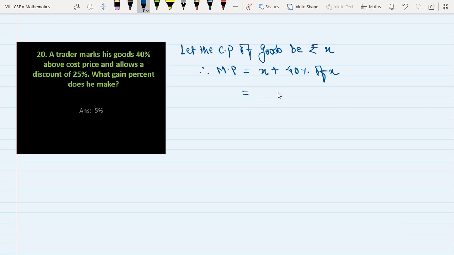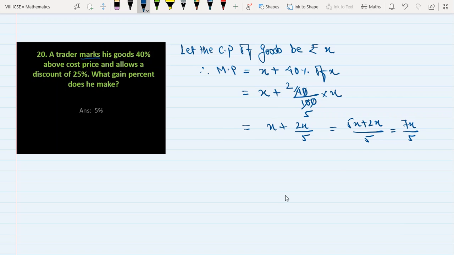You know what I'm doing? A trader marks his goods. Marks means the marked price is 40% above the cost price, meaning I have to add 40% of the cost price to the cost price. That's why I'm doing X plus 40% of X. Then only I'll get my mark price in terms of X. I hope you're understanding this. So 40 upon 100 multiplied by X. 2 2s are 4, 2 5s are 10. So X plus 2x by 5 is equal to 5x plus 2x by 5 is equal to 7x by 5.